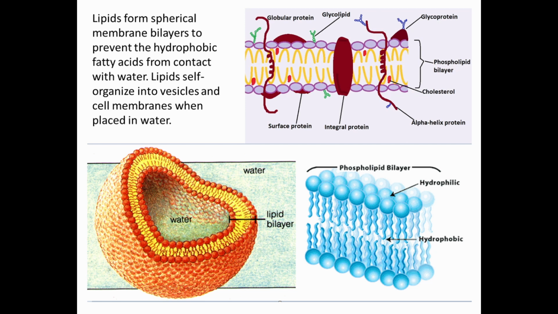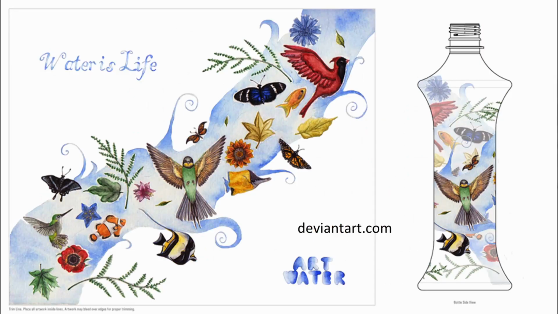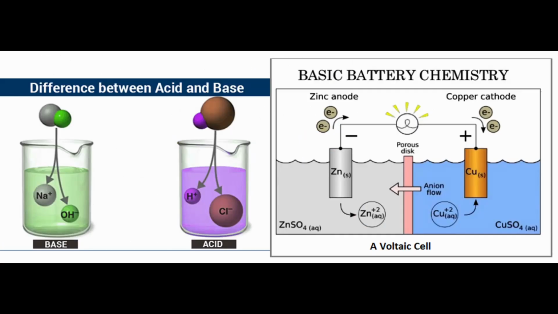The hydrophobic nature of lipids causes them to naturally form spherical vessels, or cell membranes, when lipids are placed in water. Water's polar properties promote the function of lipid cell membranes, the proper folding of proteins, and the suspension of nucleic acids, including DNA, all make life possible. By making life possible, water is the most important solvent in the universe. Before we get into biochemistry, we will learn about acids and bases and battery reactions.